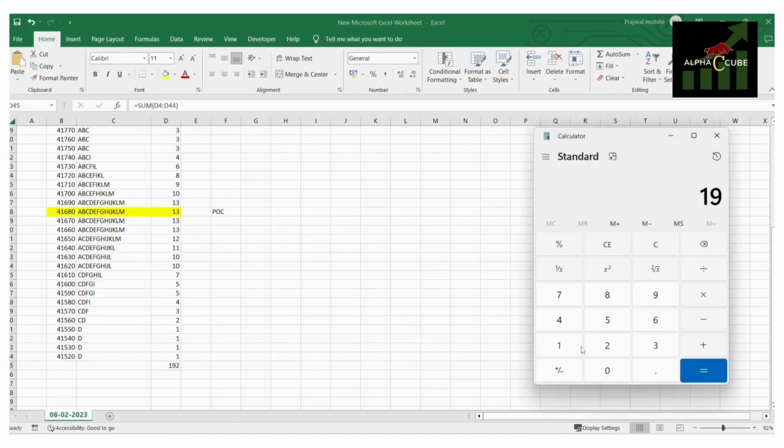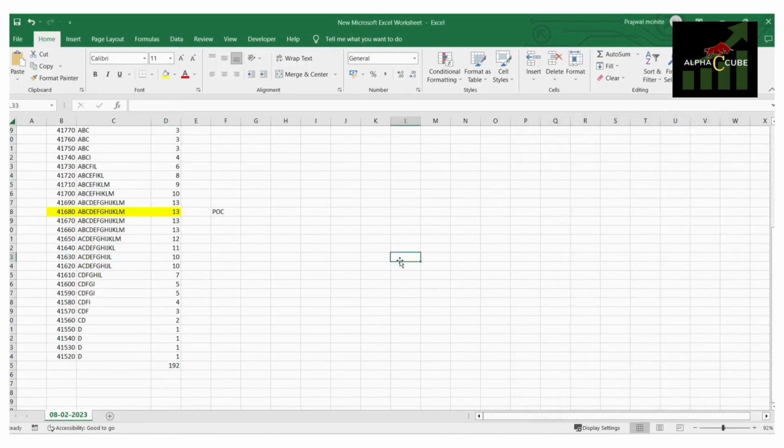192 is our total TPO. 70% of that will be somewhere around 134. Since it is 134.4, let's neglect the decimal and take it as 134. I'll write it here. So 134 is our 70% of 192. Now we have to identify the value area within 134. How to calculate that?